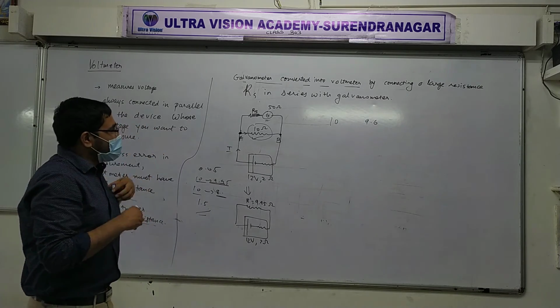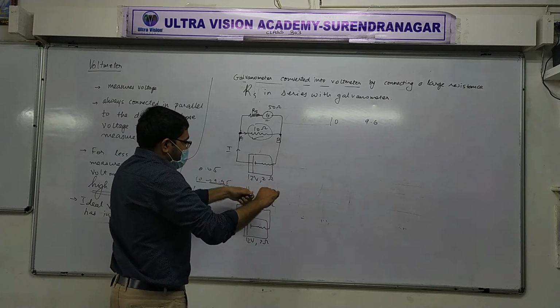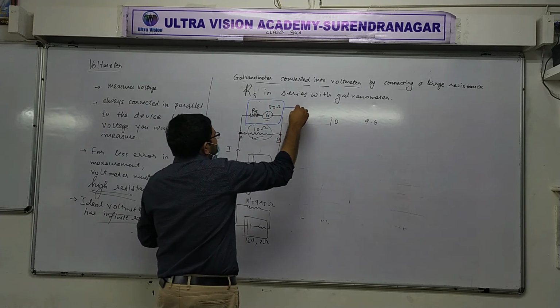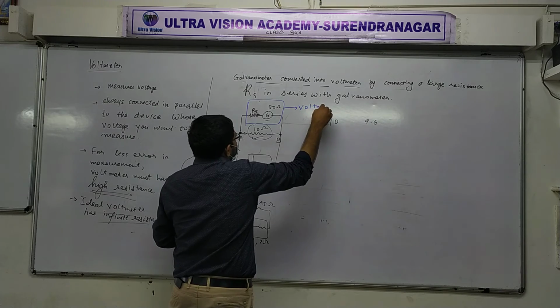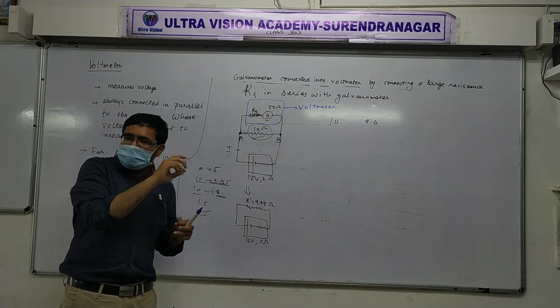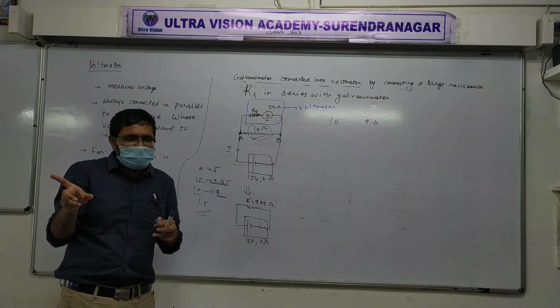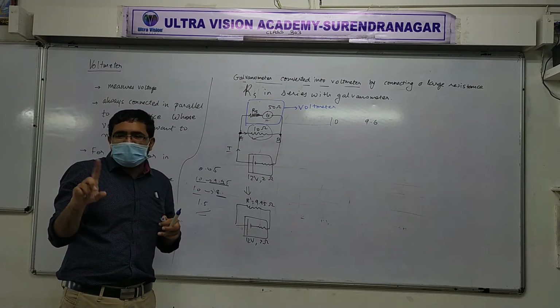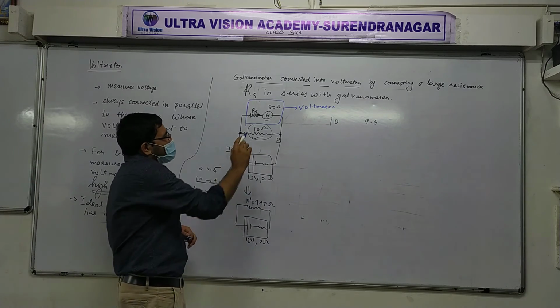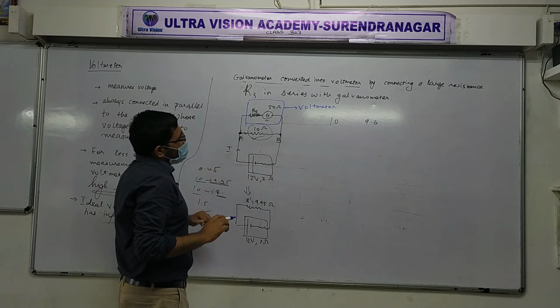So now, when both of these things are packed together in one box, this is what is called a voltmeter. Just like an ammeter is calibrated, a voltmeter is also calibrated, so that when this much current flows, this much voltage will come, and so on. So the scale is made. This is called a voltmeter, right?